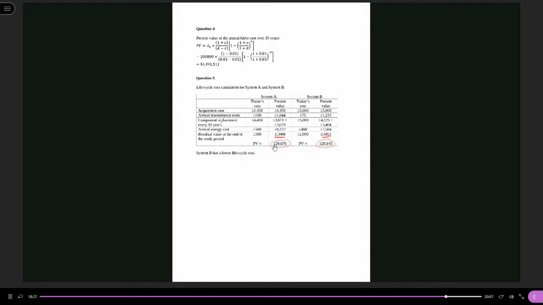So the tutorial questions are actually very simple. Questions 1 to 4 are all basic calculations, so we can directly apply the equations that we have learned in the PowerPoints. And for question 5, we apply the equations to 2 system alternatives and then find out which one is more cost effective.